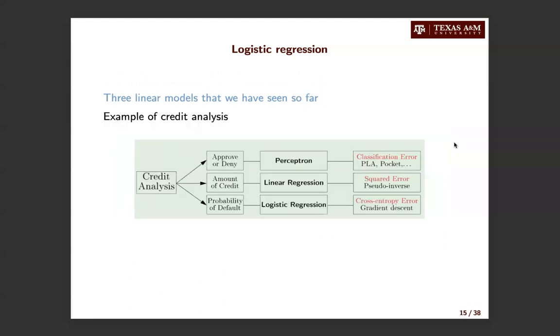So this is an example of how our credit analysis application would work in the case of these three algorithms that we discussed. If we had a linear perceptron algorithm, our algorithm would either approve or deny credit to an individual. If we have a linear regression algorithm, this would estimate the amount of credit that we can grant to an individual. And in the logistic regression case, we're going to estimate the probability of approving a credit for an individual.